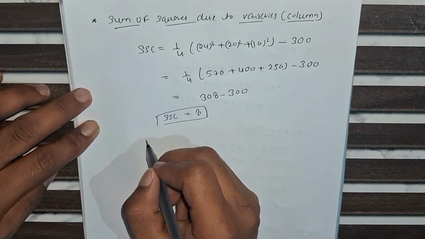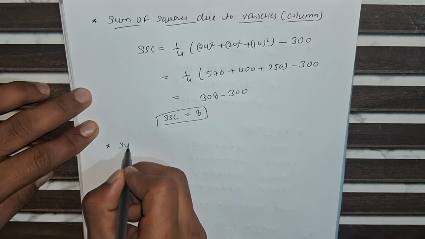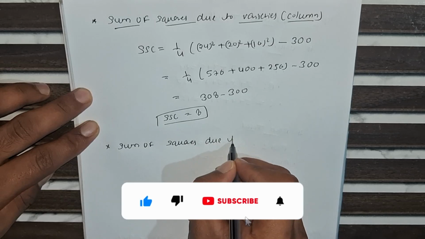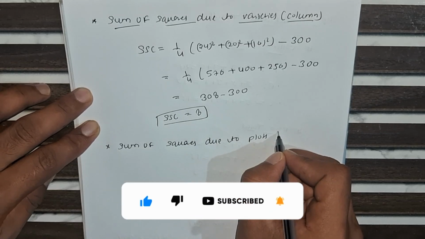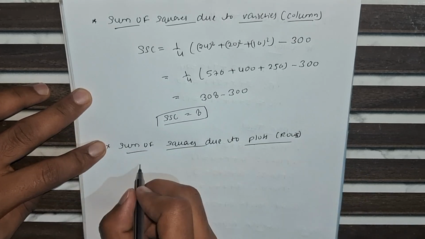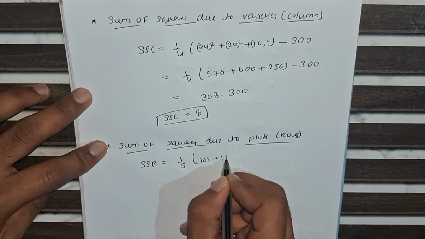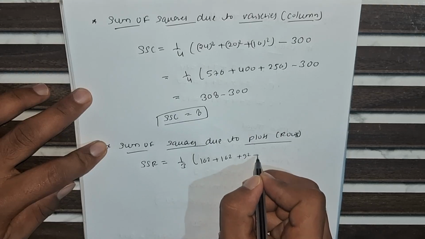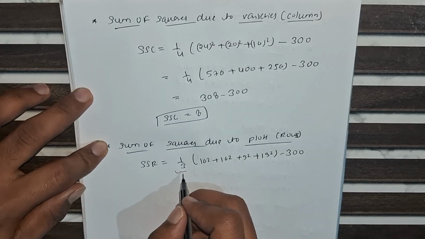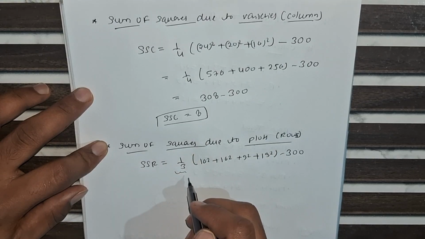So now move to the third part, which is sum of square due to plots, means column, sorry, means row. So sum of square due to plots, which is nothing but rows, which is SSR, equals 1 by 3 times 16 square plus 16 square plus 9 square plus 19 square, minus 300. So why am I dividing 1 by 3? Because each row is based on 3 observations. That's why I am dividing 1 by 3.